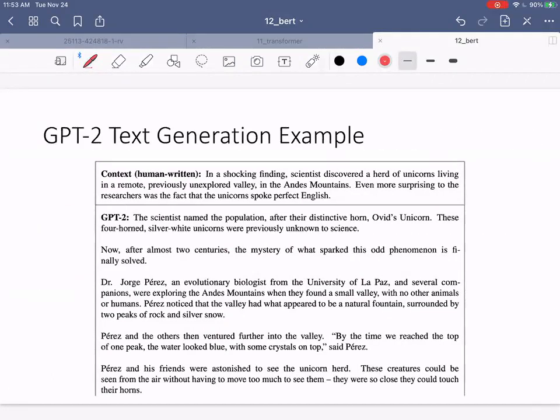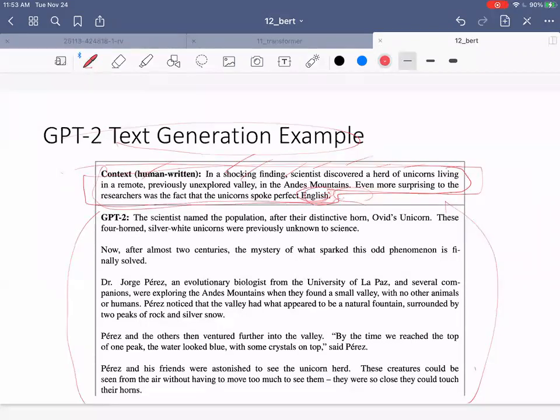So it's like a news article generator. A text generation example. This part is written by humans, and this part is all generated by GPT-2, following this context here. So you prime your GPT-2 with this. You put these words into GPT-2, and then you start sampling autoregressively. And you can see how semantically consistent the generated text is.